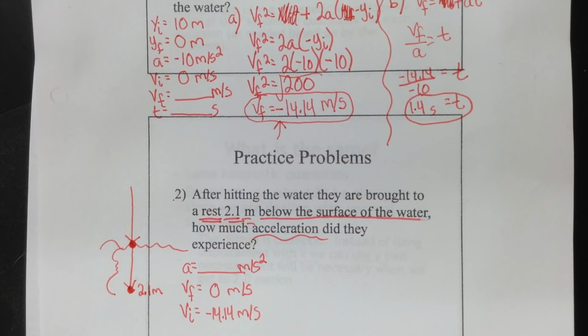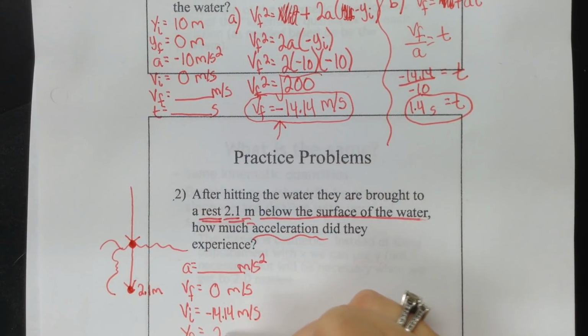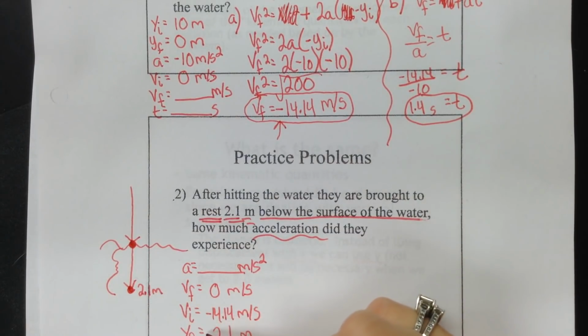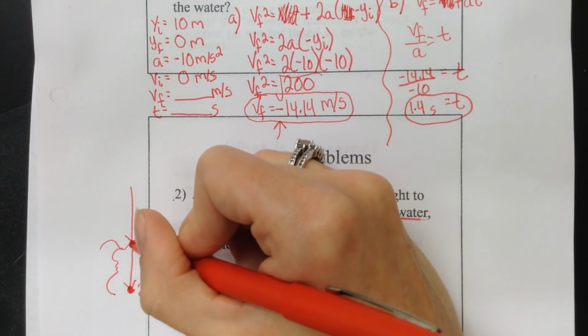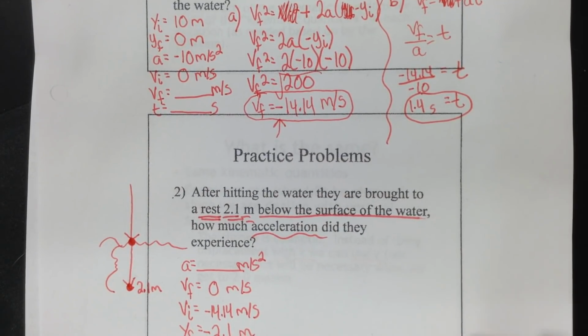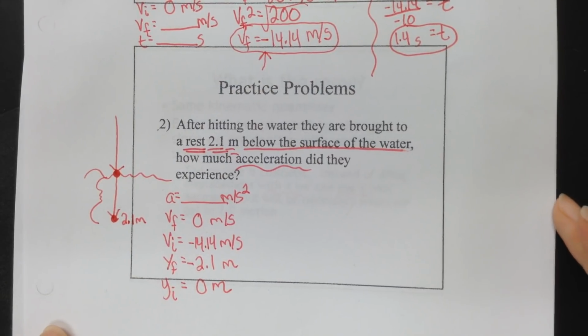And let's get our position values. Our y of f, they say the person goes 2.1 meters below, so 2.1 meters, but it's a vector, right? And the person is going down, down, down, so you need a negative on there. And then your y initial, this is the starting point of our trip right here. Y initial we would just call 0 meters. Okay, so no time values, so once again we are going to have to use our third kinematic equation.